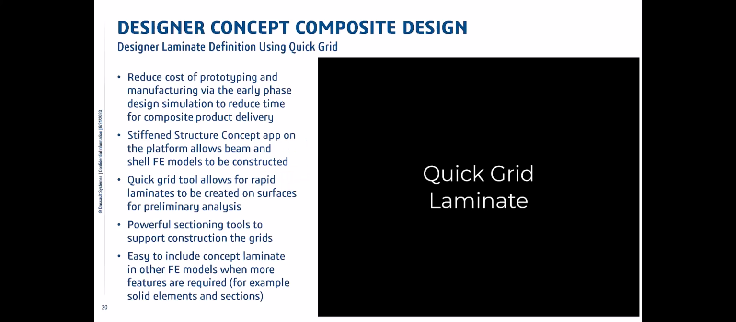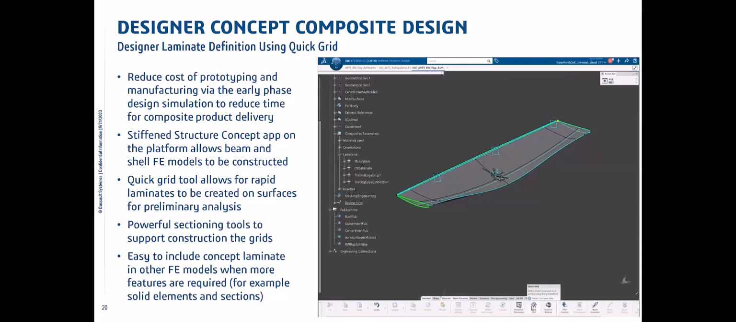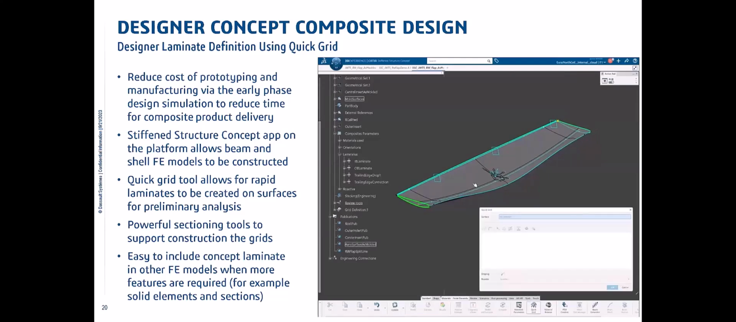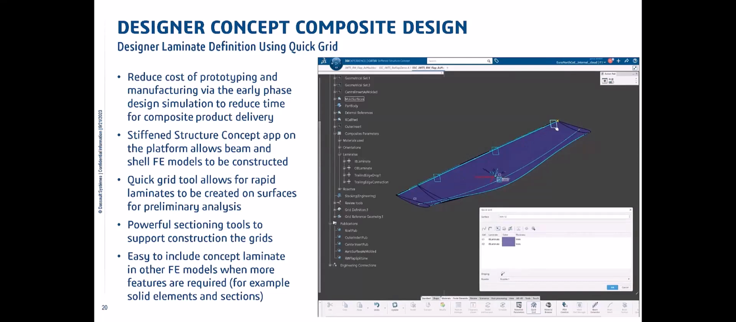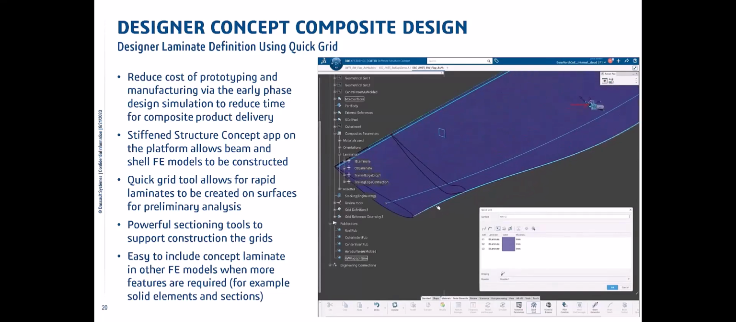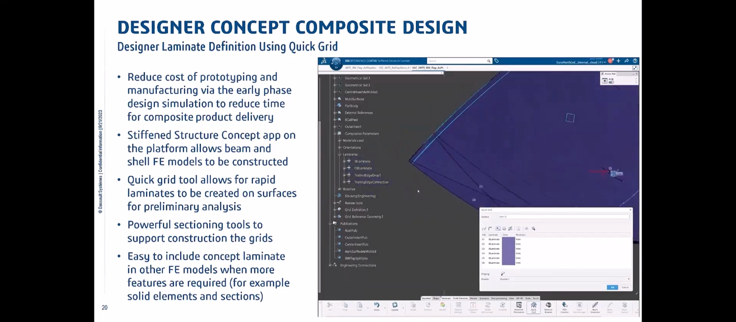What we have here is the Stiffened Structures concept app, and it's targeted at being able to produce laminates and FE models of composite structures in a really fast way. So what the video on this slide is showing is the use of quick grid to create a laminate for something that could represent a rear wing flap on an F1 car.